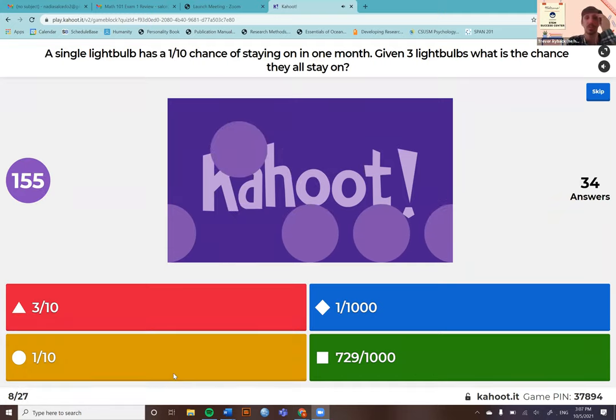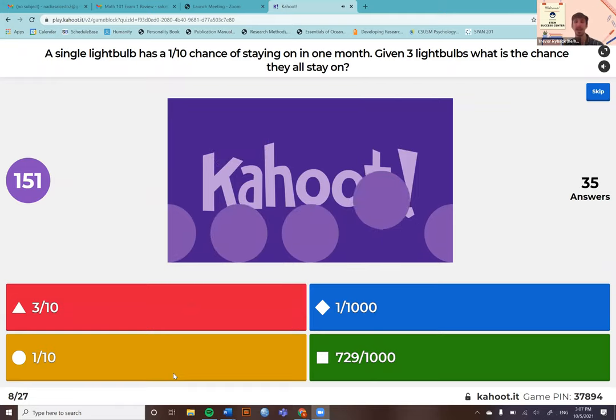Yeah, this is another tricky one. Think about it as breaking it down to one case. We're given 3 light bulbs and we want the chance that they all stay on. The probability that one stays on is 1/10. So we want one to stay on and another to stay on and another to stay on. So maybe that'll help frame the idea here.